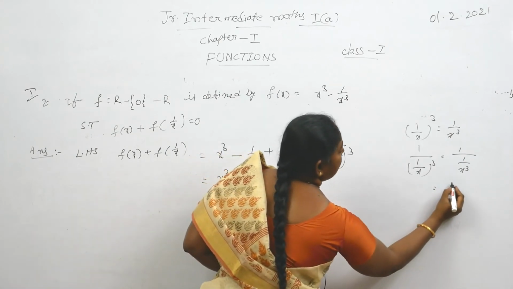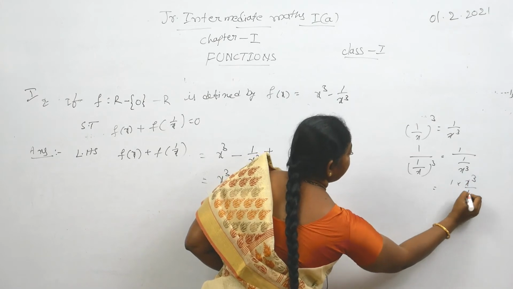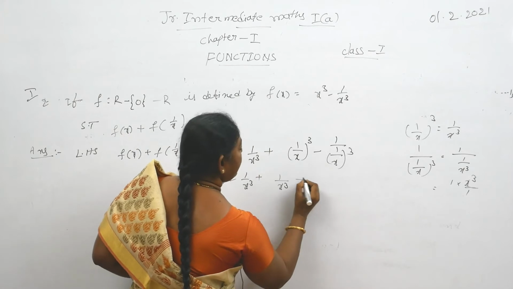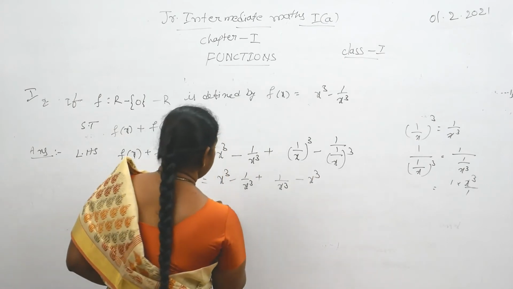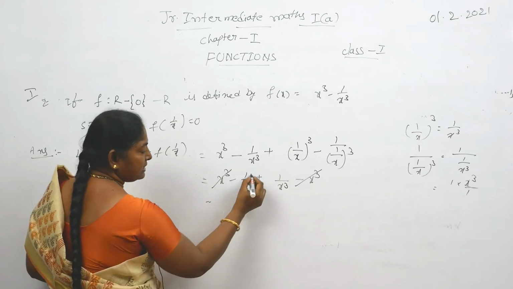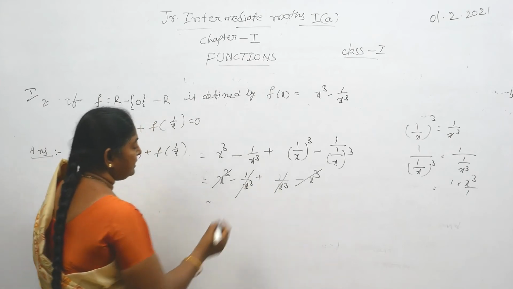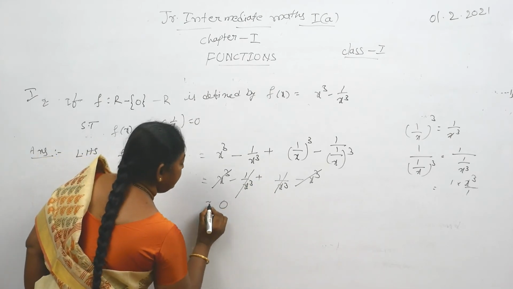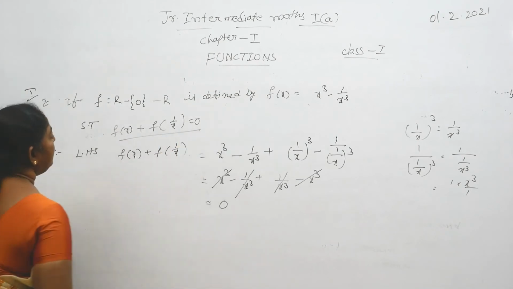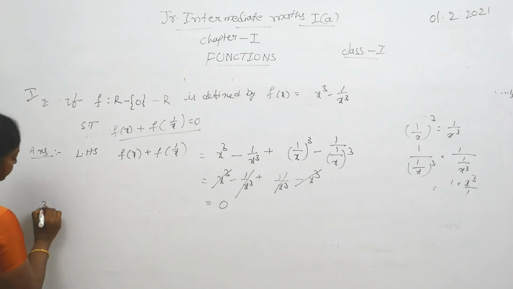Taking reciprocal, 1 into x cube by 1, so we can write x cube. So minus x cube. So x cube and minus x cube get cancelled, and minus 1 by x cube and 1 by x cube get cancelled. Then we can get 0. So equation solved.